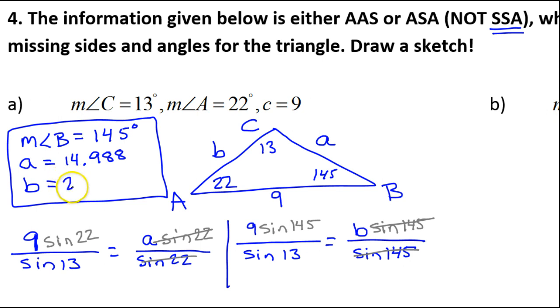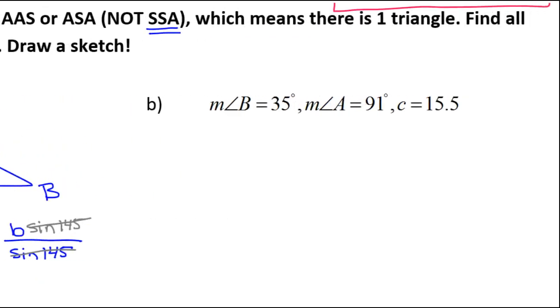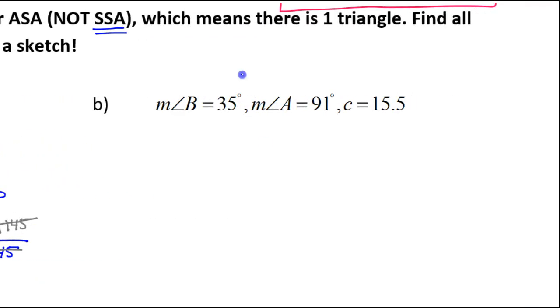And that is 22.948. So we just solved this triangle for 4A. All right, I think I'm going to just do one more problem on this video.